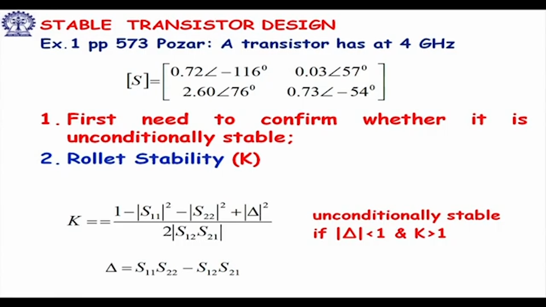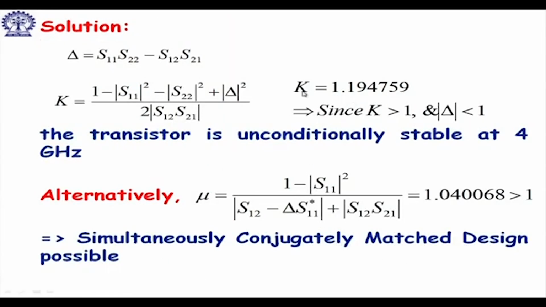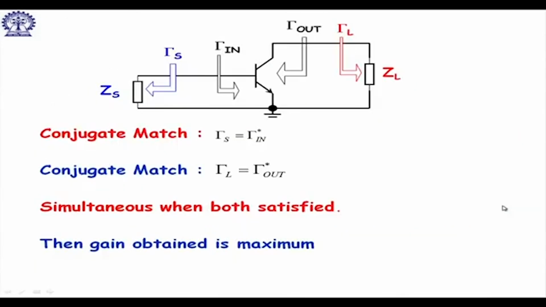So, we enforce Rollett's stability criteria and find out that K is greater than 1, also delta is less than 1. So, the transistor is unconditionally stable, also it passes the mu test that it should. So, conjugate match design is possible. We know conjugate match means gamma S is equal to gamma in star and gamma L is equal to gamma out star. We will have to do this simultaneously and then we will get the maximum gain. These are the gamma L, gamma out, gamma in, gamma S that we have discussed. Also the corresponding power criteria we have seen.